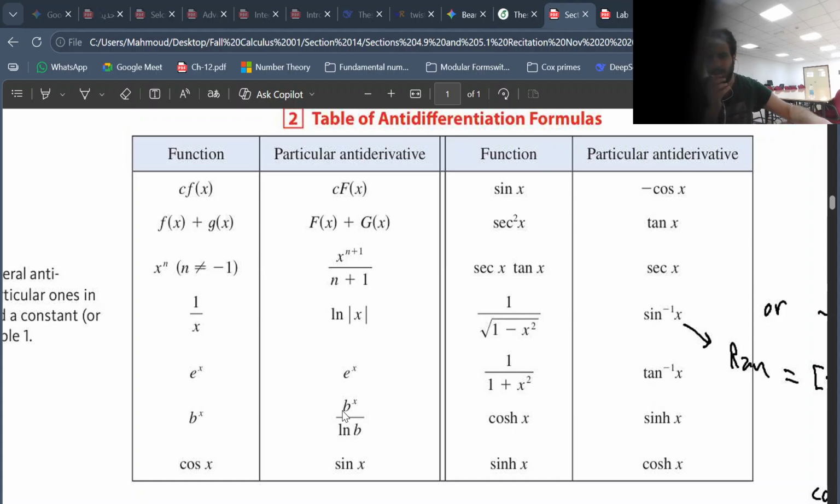What was the derivative of b to x? What do you think? Do you hear me? Can you repeat? Derivative of b to x. What's the derivative of b to x?